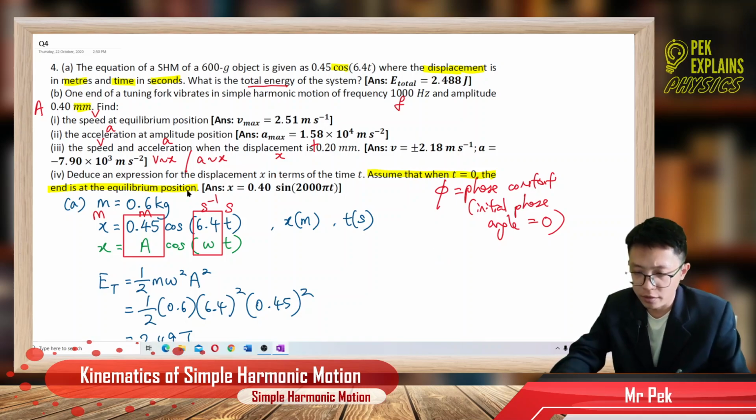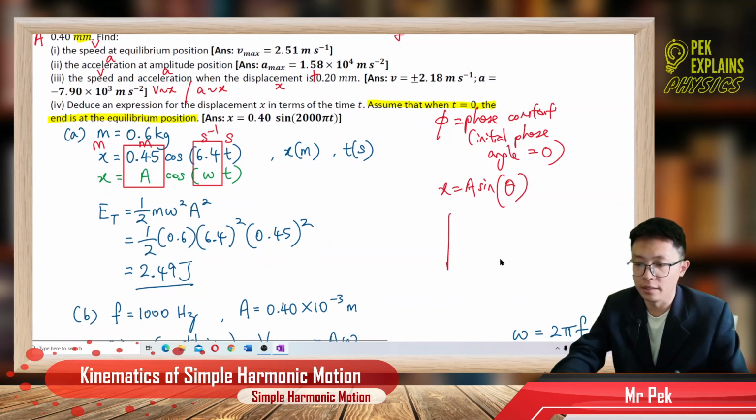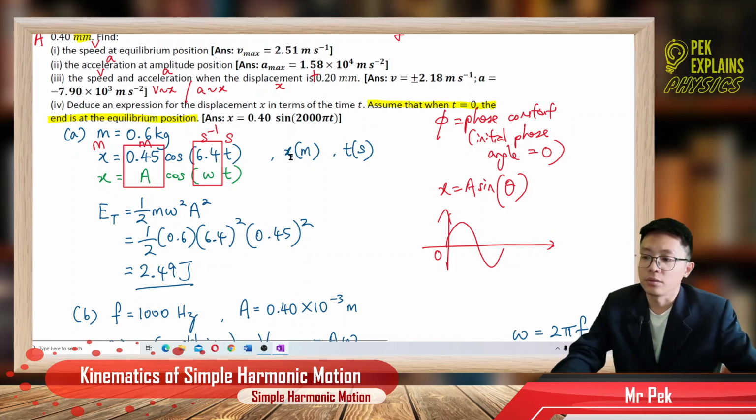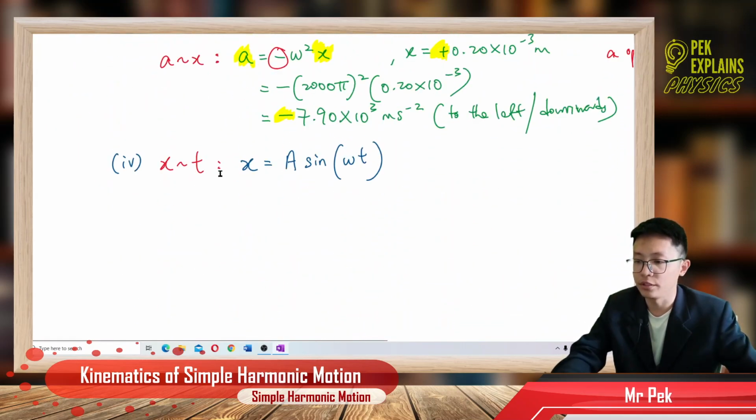So the initial phase angle is 0, so x is equal to A sine omega t, no phi, no phase angle. So the graph also starts from equilibrium. That means it's a sine graph. It is a sine graph like this. At 0 second, the graph starts from 0. Okay, so it is a sine graph. So the general formula is x equal to A sine omega t.